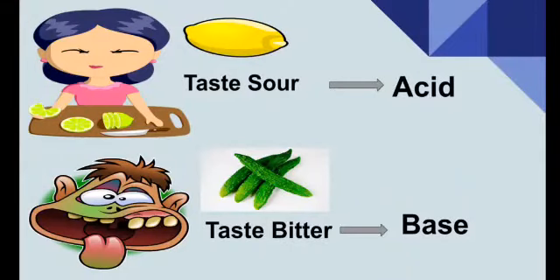Now let us do some more activity. If we taste a lemon, what will happen? After tasting the lemon, we feel the sour taste. Sour means khatta. So we get the khatta taste after eating the lemon. So it means the substances which are sour in taste are called acids.